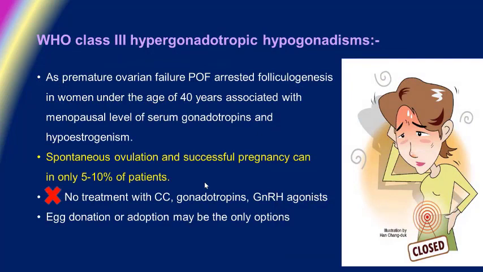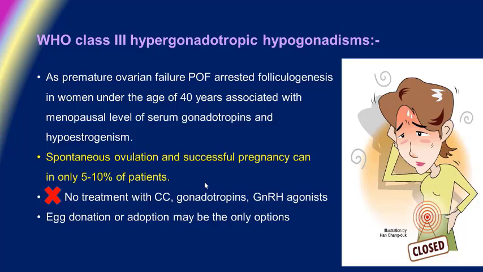What about class 3? We talked about class 1 and class 2 anovulation. Now what about class 3 anovulation, which is hypergonadotrophic hypogonadism? This type of patient, usually because of premature ovarian failure, has arrested folliculogenesis at the age of 40 and less, associated with high levels of FSH and LH and low level of estrogen, like a menopausal woman.